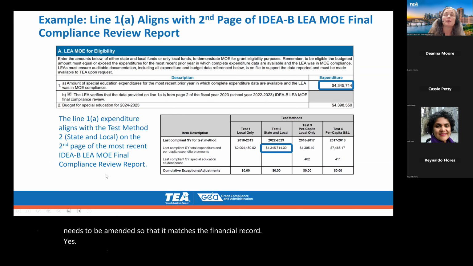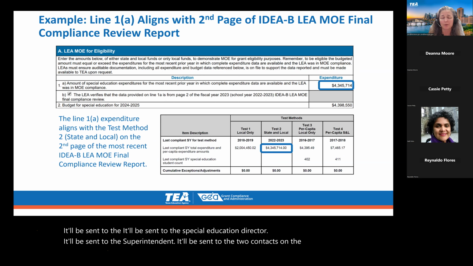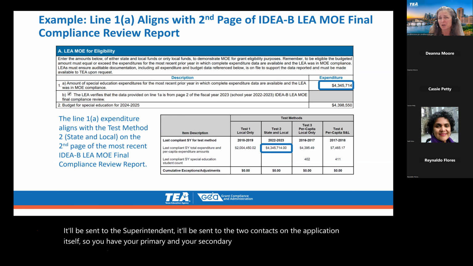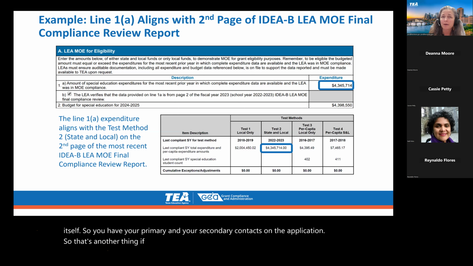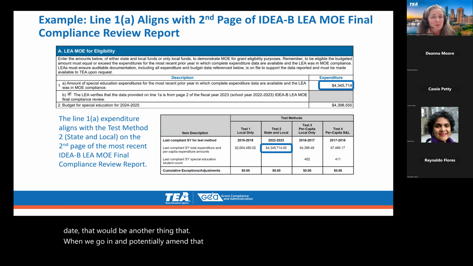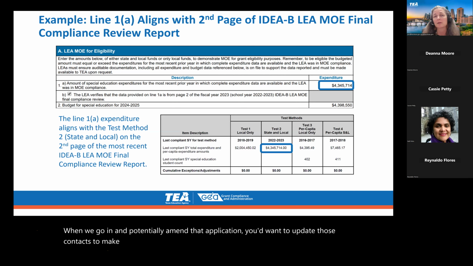It'll be sent to the special education director. It'll be sent to the superintendent. It'll be sent to the 2 contacts on the application itself, so you have your primary and your secondary contacts on the application. If you know right now that the contacts on the application are not up to date, that would be another thing that when we go in and potentially amend that application, you'd want to update those contacts to make sure the correct people are being reached out to.